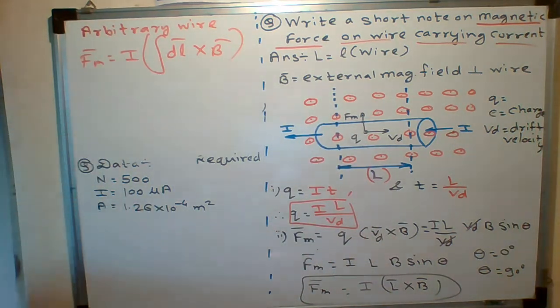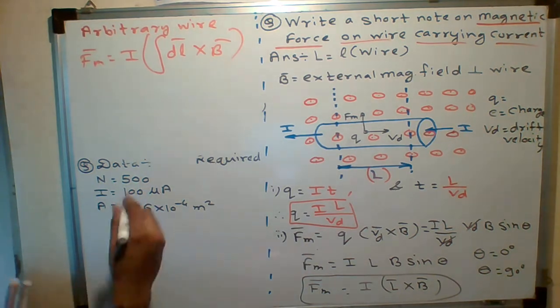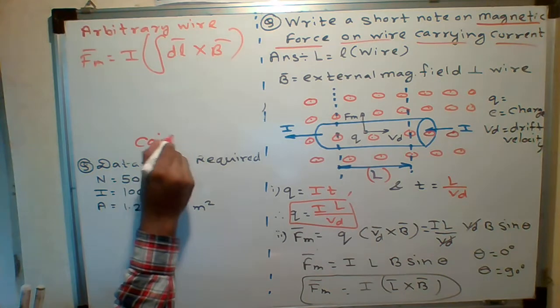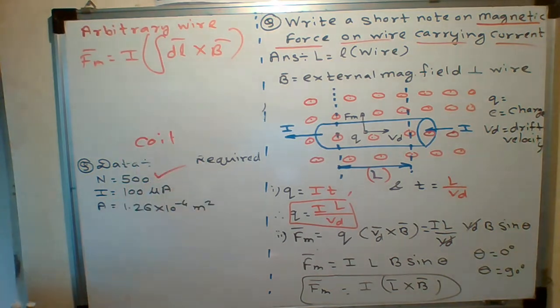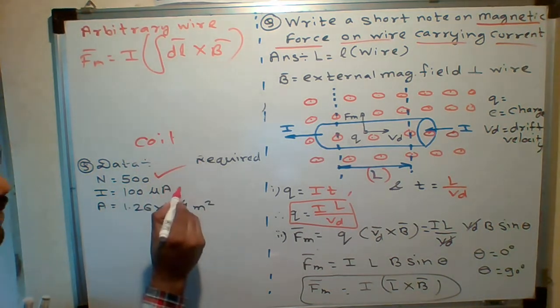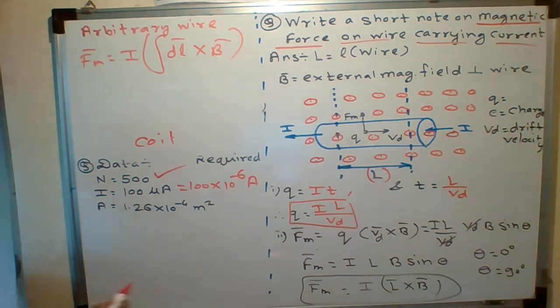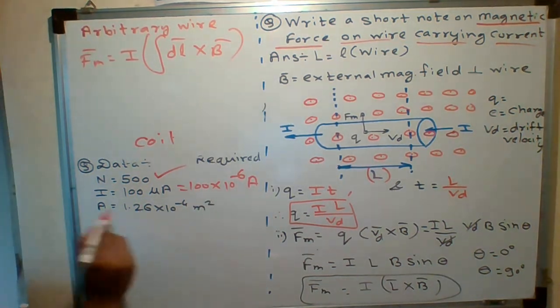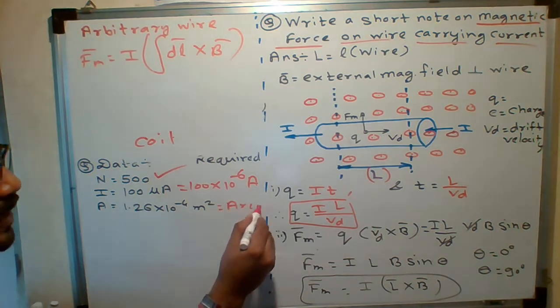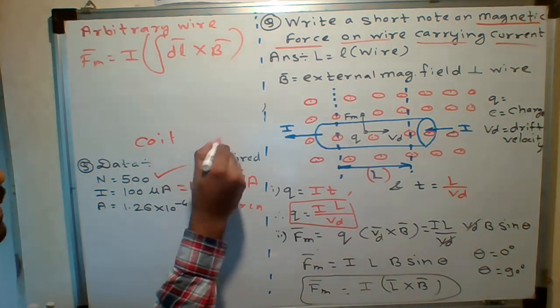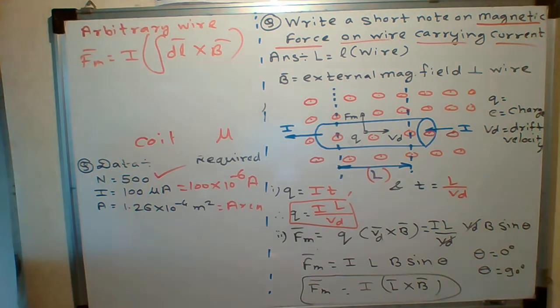Okay. Now I will do some numericals. So students, the question is like this. Coil having number of turns 500. Current through the coil is 100 microampere, which means 100 into 10 raised to minus 6 ampere. Area is given; A stands for area. And what is the question? You have to find the magnetic moment.